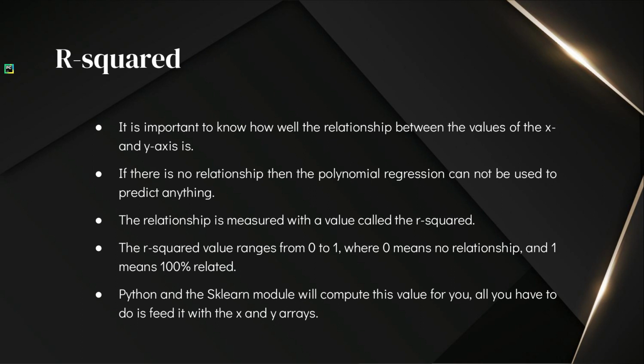If you want to know the relationship between the values of the x and y axis, you need to know the value of the r-squared coefficient. Obviously, if there is no relationship, then polynomial regression can't be used to predict future values. Like I told you in my linear regression video, which I request you to watch if you haven't, the r-squared value can range from 0 to 1, where 0 means no relationship and 1 means 100% related. You can use the sklearn module to compute this value, and all you have to do is feed the x and y lists or arrays as input.